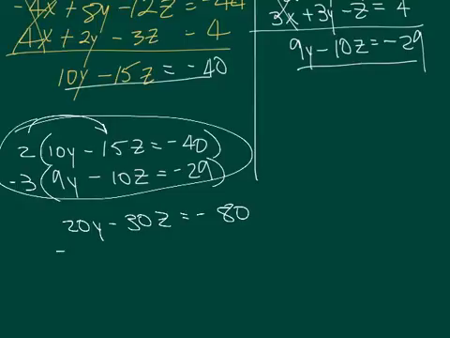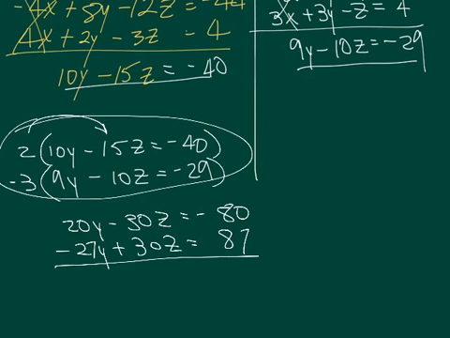And the bottom one is going to be -27y plus 30z equals positive 87. Okay, so now when I add these, the z's will go away. I've got negative 7y equals 7, so y equals negative 1. Alright, so there's the first solution to my journey. I found out that y equals negative 1.